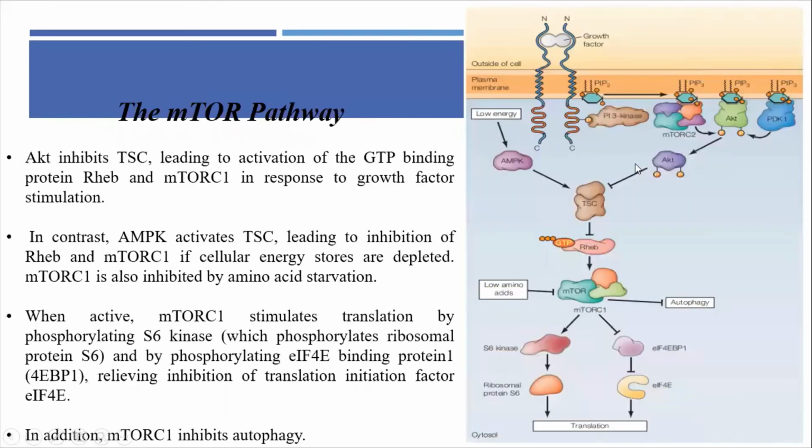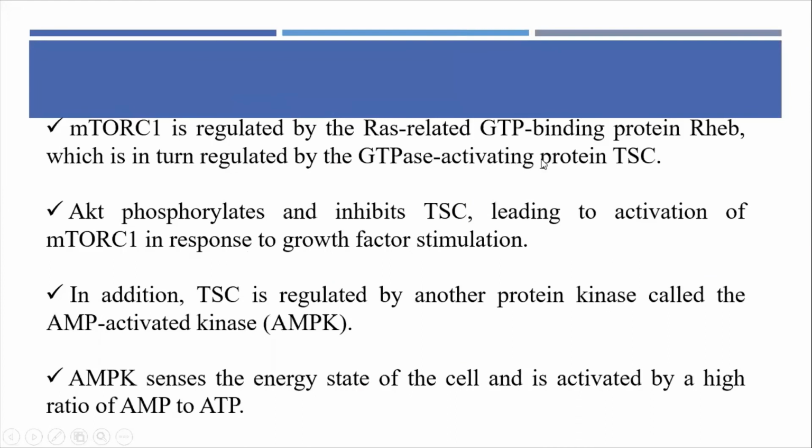So here what you have to understand is that, see, in Rheb here GTP is bound, right? So it is also another protein like your RAS. Okay. Now what is TSC? They are saying that it is a GTPase activating protein called TSC, tuberous sclerosis complex protein. Now AKT phosphorylates and inhibits TSC, leading to the activation of mTORC1 in response to growth factor stimulation. In addition, it is also regulated by another protein called AMPK, AMP-activated kinase.